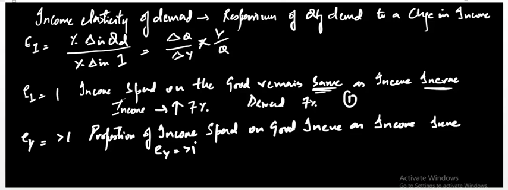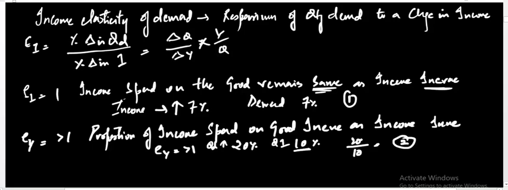Say for example, if I'm spending 20% on a commodity when the income increased by 10%. So the quantity demanded increased by 20% when the income increased by 10%. In this case it is 20 by 10, which is equal to 2. So the elasticity of income is greater than 1.